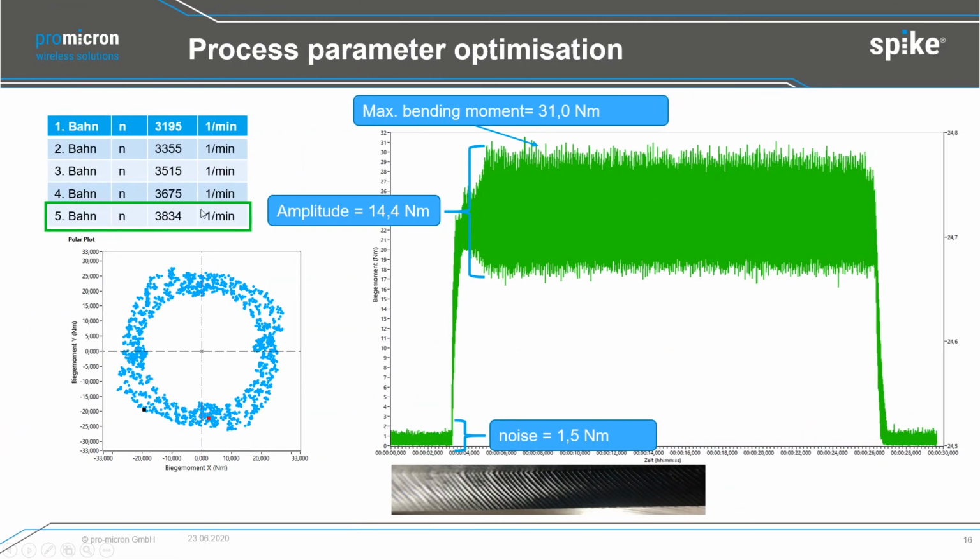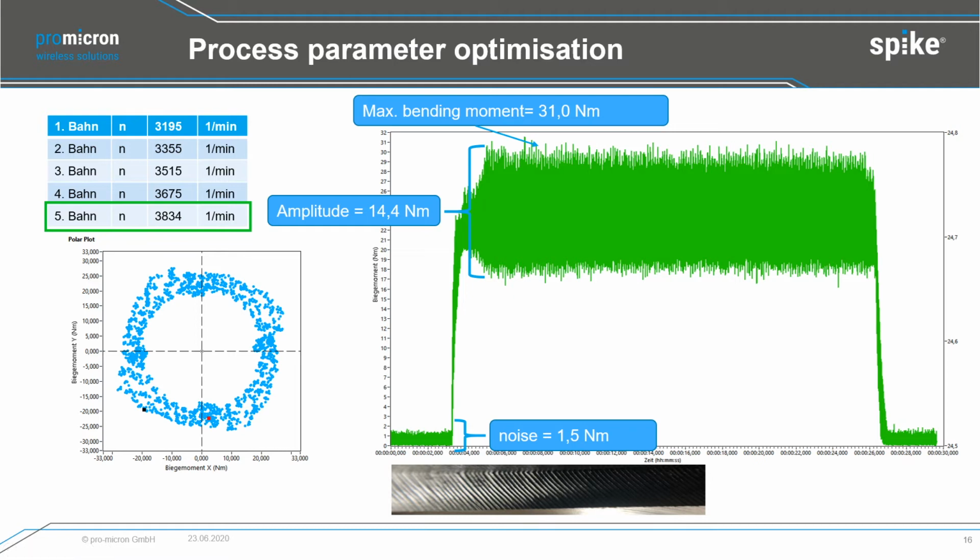But at the end, by increasing the spindle speed to 3,834, we see in the amplitude, and very nicely in the Spike Polar, which can be monitored very nicely, that we have vibration in this case. The amplitude is bigger and even the bending moment is getting bigger. We also see in the surface quality that it's not good.